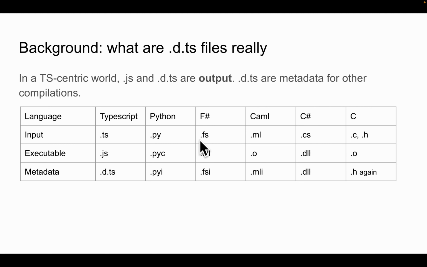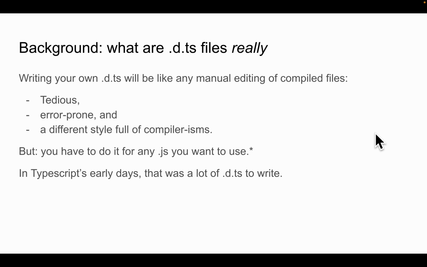In particular, DTS files are not exactly like .h files. You cannot have actual code in them, which is the biggest difference, and so it's a mistake to think of them as .h files. However, one of the biggest reasons you want to think of DTS files this way is because real editing of DTS is going to be like manual editing of any compiled file. It'll be tedious, error prone. It'll have a different style. It'll be full of compilerisms.